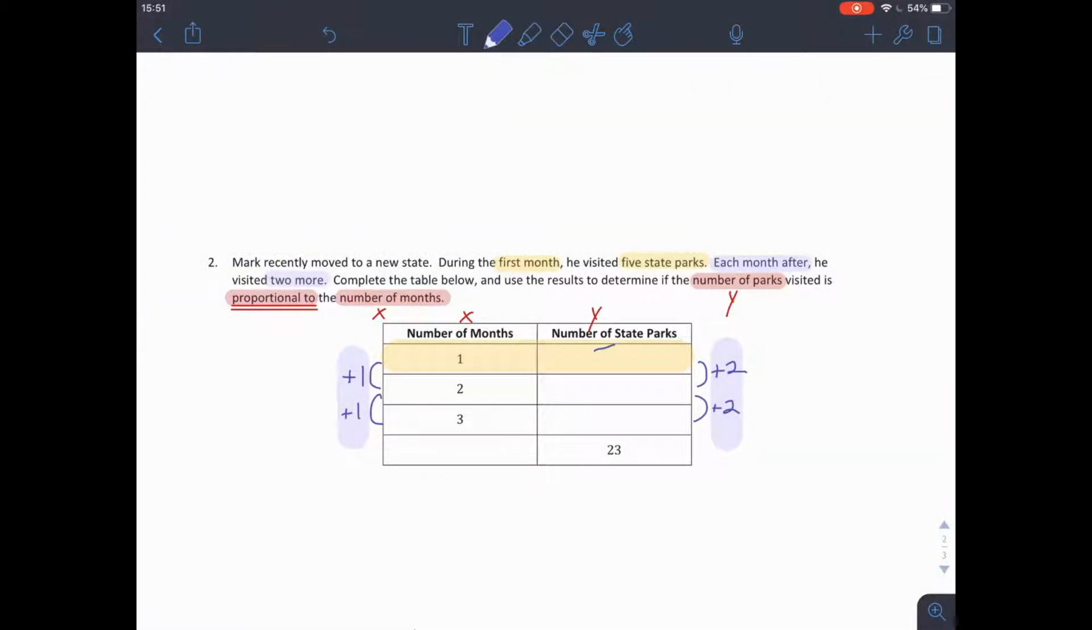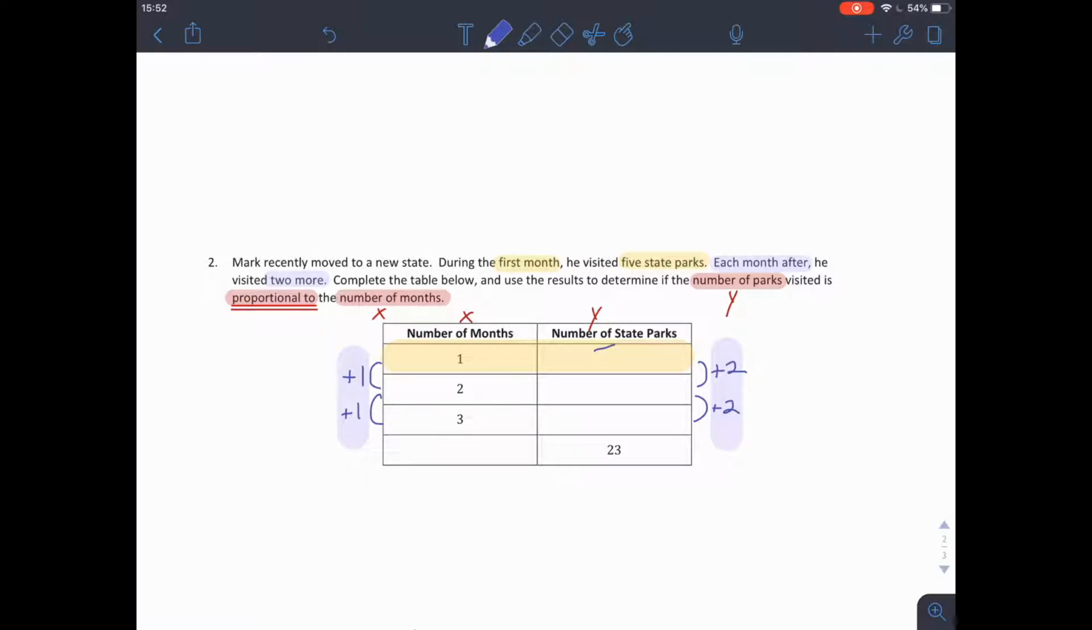Mark recently moved to a new state. During the first month, he visited 5 state parks. Each month after, he visited 2 more. Complete the table below and use the results to determine if the number of parks visited is proportional to the number of months. In order to complete the table below, I need to go back into the problem to find any information that will help me see the relationship between the number of months and the number of state parks.